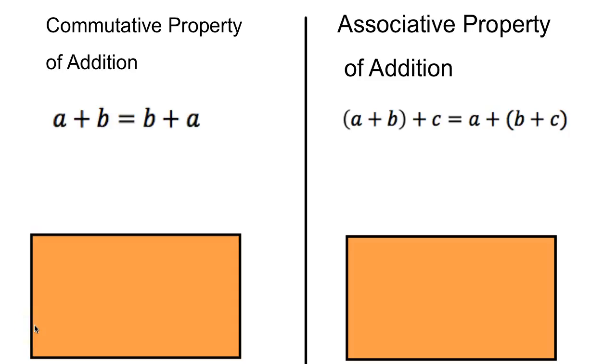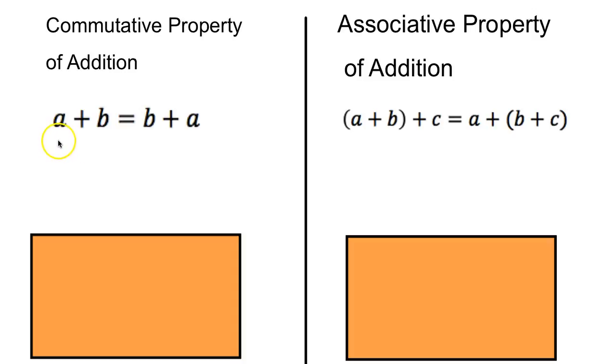All right, let's talk some properties. So the first property we have is the commutative property of addition. If you Google it, this is what you get. A plus B equals B plus A. This is a beautiful, beautiful property. It just says that you can move these letters around and you get the same thing.